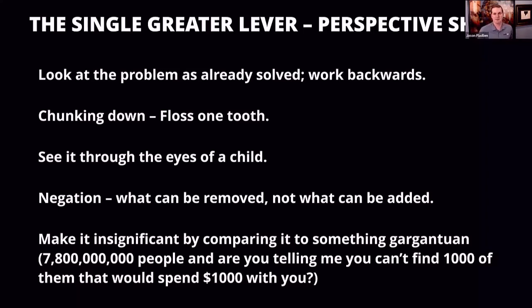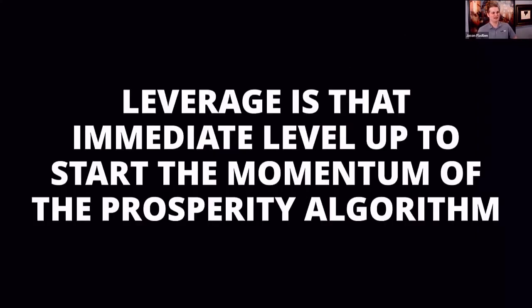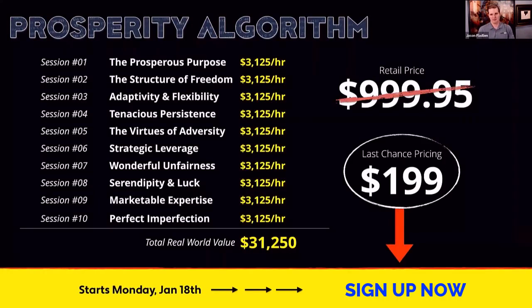I'll give you an example. A lot of people don't think they can be a millionaire. There are 7.8 billion people on this planet, and you're telling me you can't find 1,000 of them to spend $1,000 with you? That's $1 million. Doesn't that seem insignificant now? 1,000 people paying you, out of 7.8 billion people, right? Crazy, huh? Leverage is that immediate level up to start the momentum with the Prosperity Algorithm. That's what I love about leverage. It can deliver for you that short-term win, that immediate improvement, which then really brings you in to be like, okay, now I'm ready to go further with what we're learning in Prosperity Algorithm, okay?